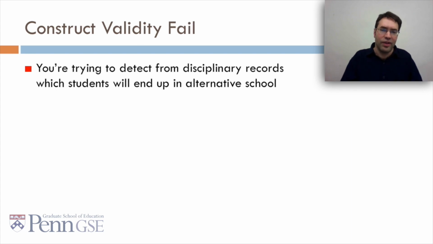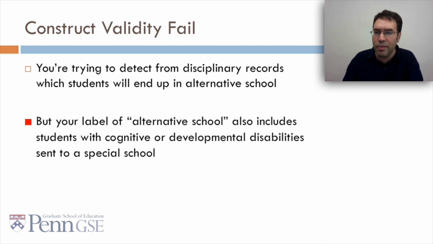A fail in terms of that would be you're trying to detect from disciplinary records which kids are going to end up in alternative school. But your label of alternative school also includes students with cognitive or developmental disabilities sent to a special school. Might not be the same population you're thinking of when you think of alternative school.